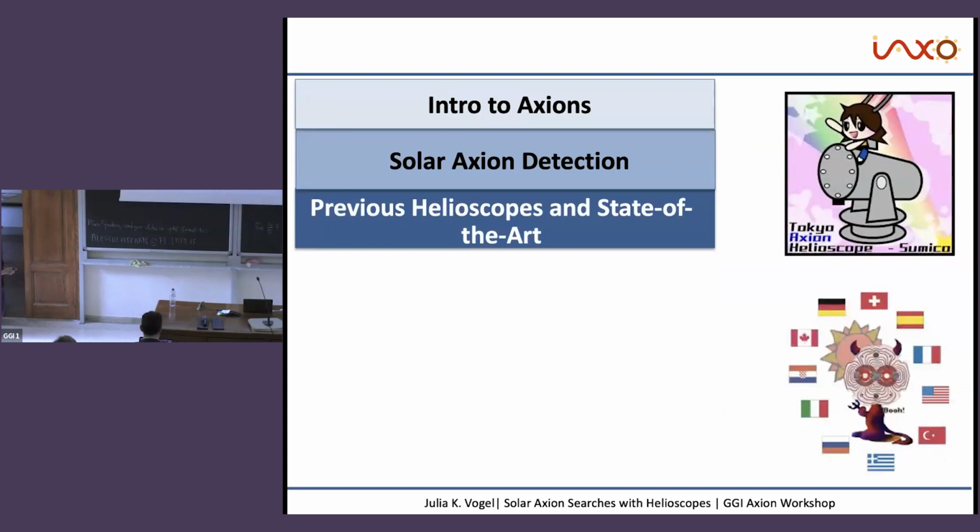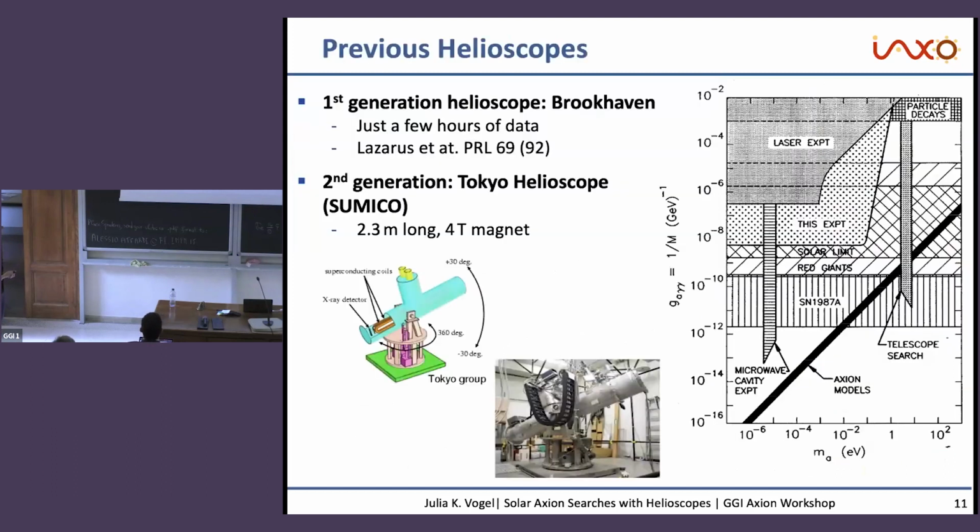So much for the solar axion detection. Let me tell you what kind of data we have available to date. The very first generation of the helioscope was done at Brookhaven, and no surprise in that one, Yannis Semertzidis was involved, just like in the first helioscope. They just took a few hours of data, so it was more proof of principle, and I dug out the old exclusion plot, so you can see here the range they could exclude.